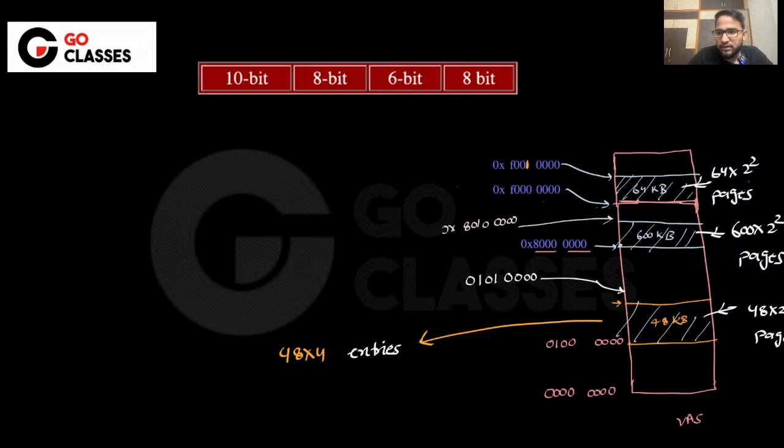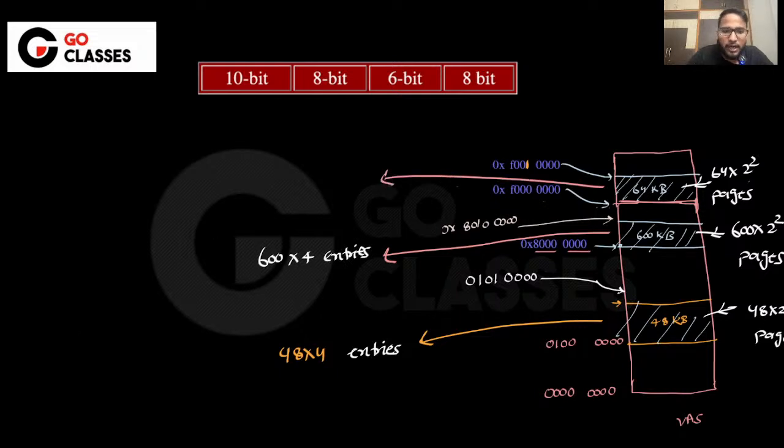Because of another chunk, which is this chunk, I will be needing how many entries? 600 into 4 entries. Because these many pages we are using, and each page is just one entry. And for this, I will be needing 64 into 4. Is this okay to everyone?